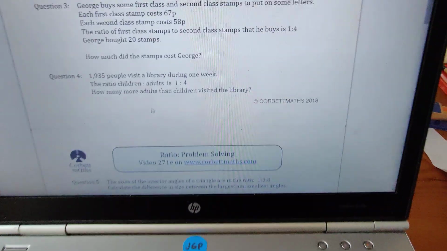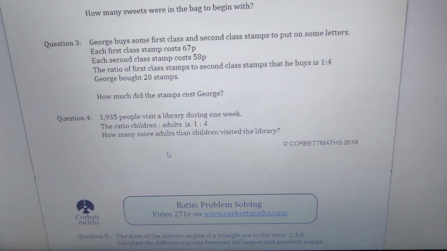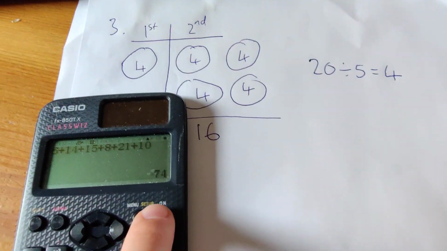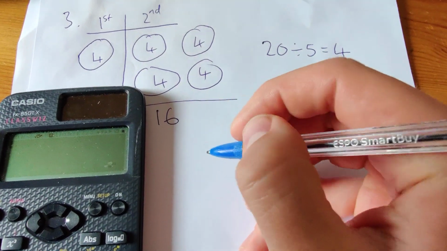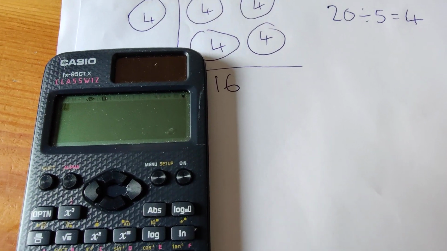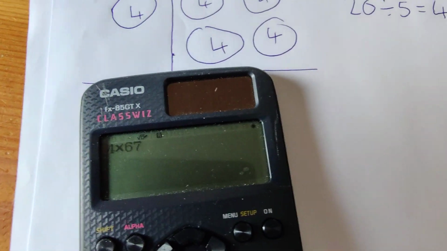Now I can go back. Oh, now that 67p and that 58p is quite useful. I'm going to get me my friend the Casio back out. So it was 67p for a first class. So I'm going to do 4 times 67. I'm going to do it in pence. Some of you might be tempted to do it in pounds. I'm going to do it in pence.